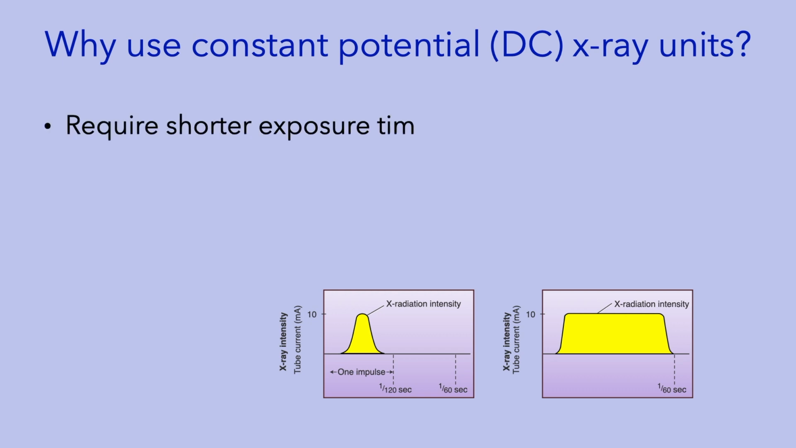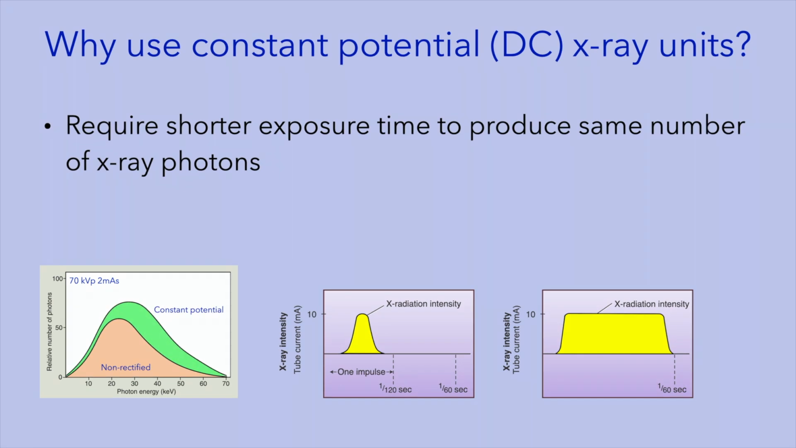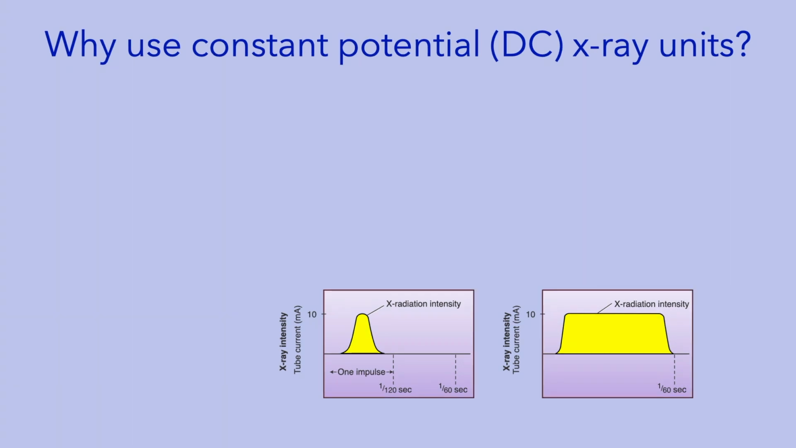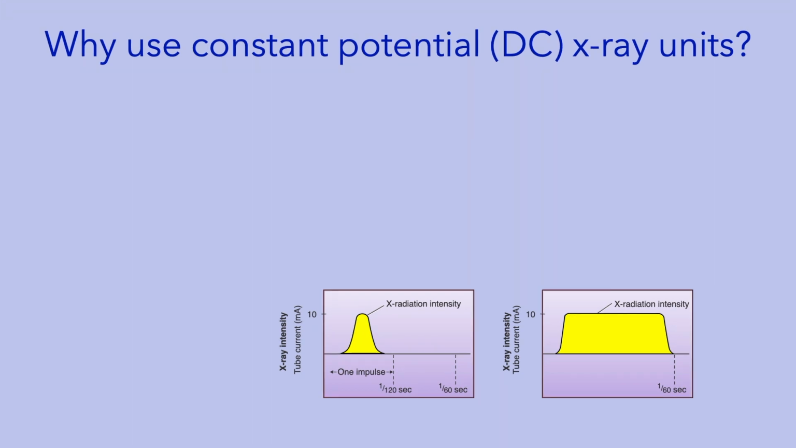First, they require shorter exposure times to produce the same number of X-ray photons. And by using shorter exposure times, we minimize patient motion. By maintaining a more constant potential difference between the cathode and anode with less oscillation, we produce photons with more consistency. This increased consistency is important when we use shorter exposure times, for example with digital sensors.